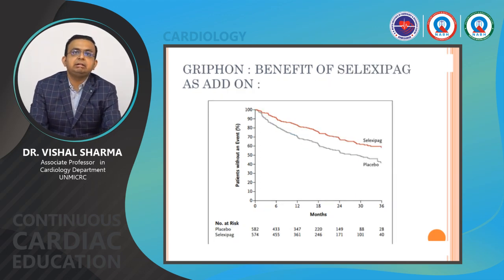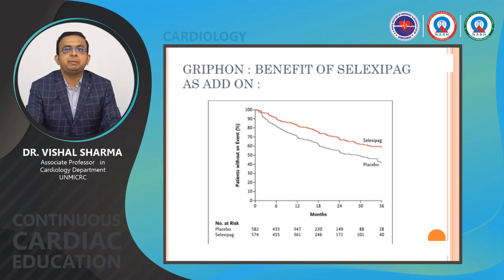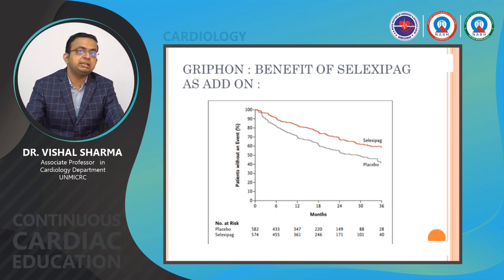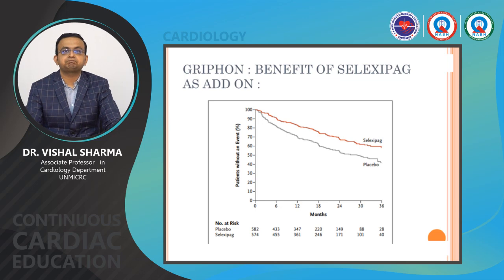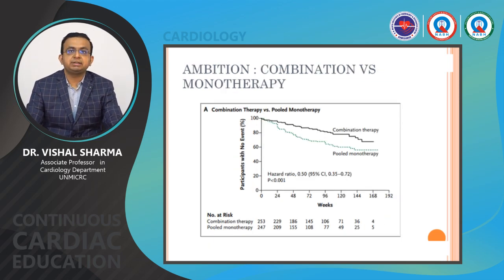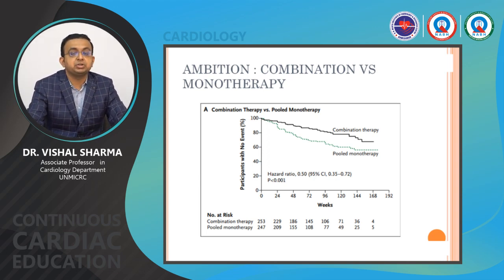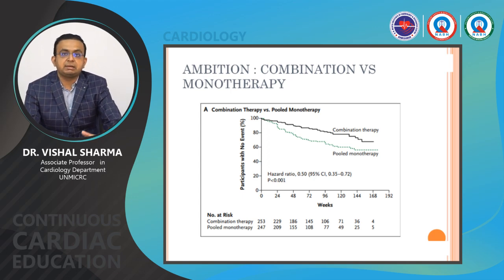So another interesting study was the GRIPHON study, and again it showed the benefit of adding selexipag to patients who were already on any monotherapy in the form of, say, sildenafil or tadalafil. Again, this trial showed the importance of combination therapy, and it clearly showed that combination therapy reduces the morbidity and mortality in patients with pulmonary arterial hypertension. Similarly, AMBITION was a nice randomized trial, again showing the importance of combination therapy versus monotherapy. It clearly compared patients on monotherapy with combination therapy, and it clearly showed improvement in morbidity and mortality in patients who were put on combination therapy as compared to monotherapy.